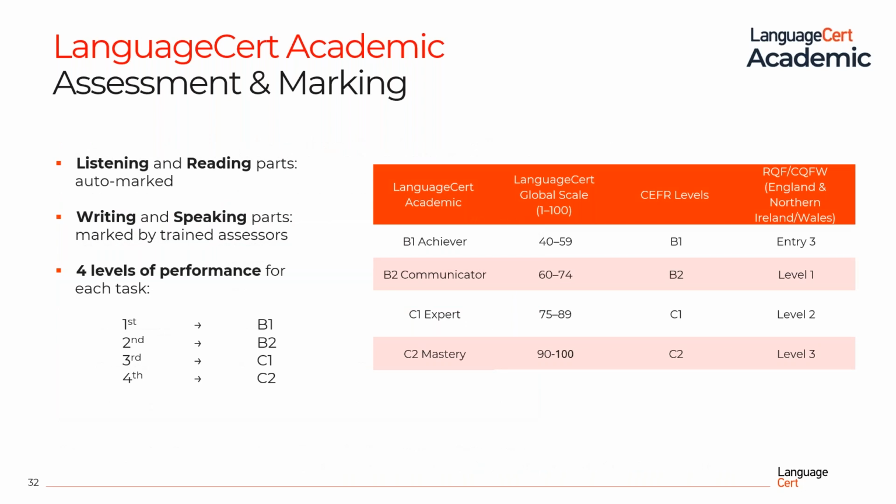As regards the listening and reading components, they are both auto-marked, that is, computer-marked. As far as the writing and speaking tests are concerned, they are both marked by trained LanguageCert assessors. You can see in the table here how many marks candidates need to attain a certain level on the LanguageCert Global scale. Remember that this scale is out of 100. You can also see the 4 levels of performance that can be attained for each part of the test: B1, B2, C1, and C2.